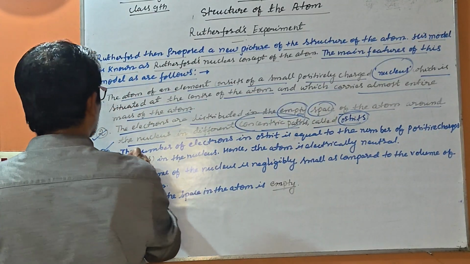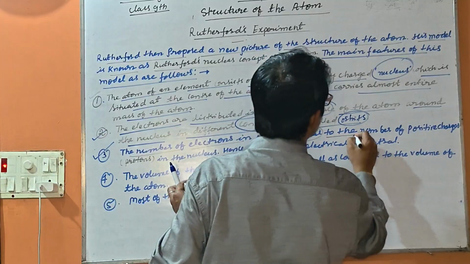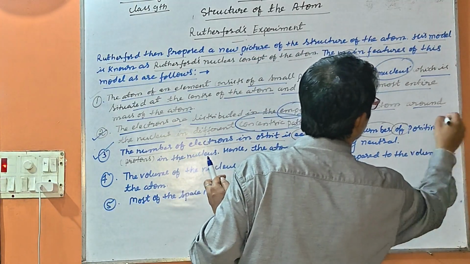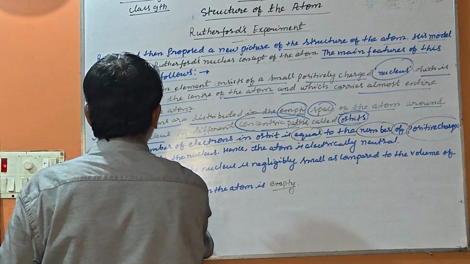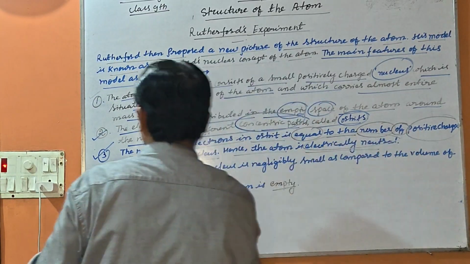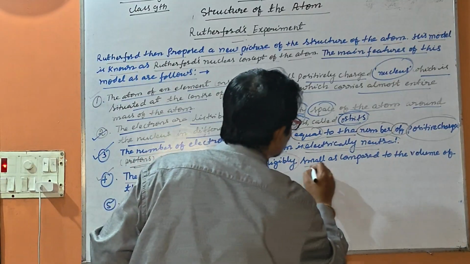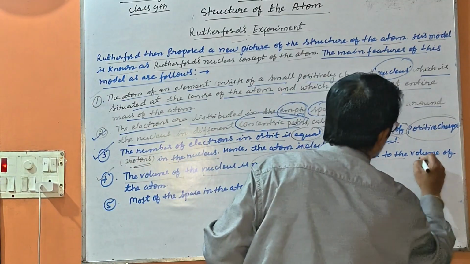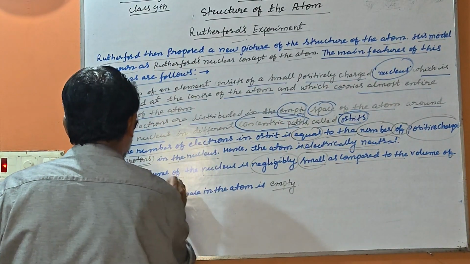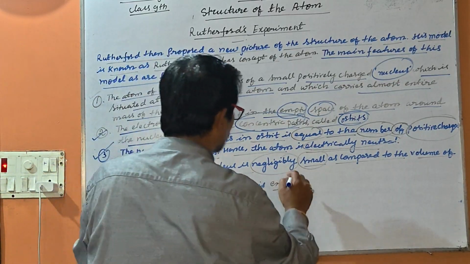Third point, the number of electrons in orbit is equal to the number of positive charges, protons, in the nucleus, and the atom is electrically neutral. Fourth, the volume of the nucleus is negligibly small as compared to the volume of the atom. And fifth, most of the space in the atom is empty.